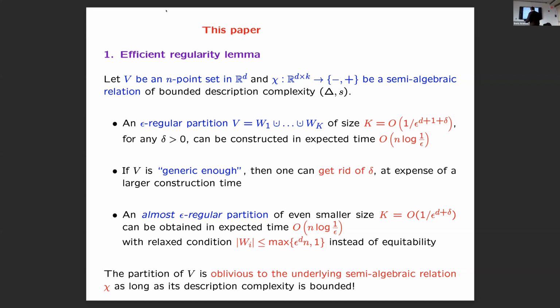So the size of the partition is basically 1 over epsilon to the power of d plus 1. There is this delta which can be chosen arbitrarily small. And it can be constructed in almost linear time, linear if you allow epsilon to be fixed.